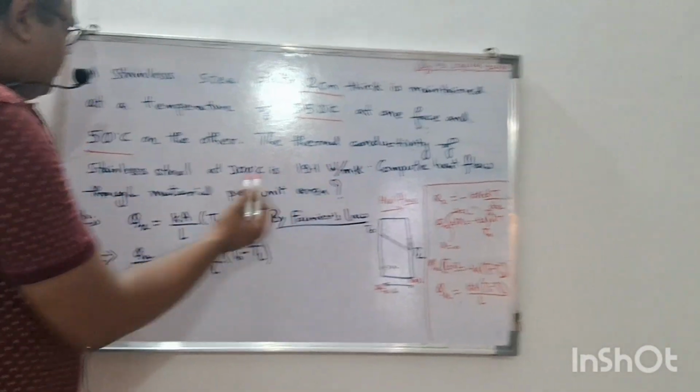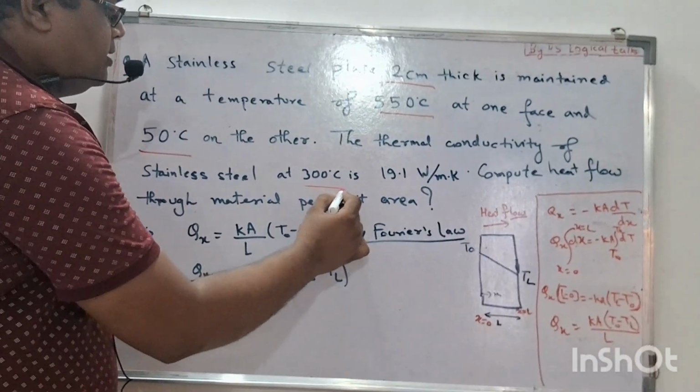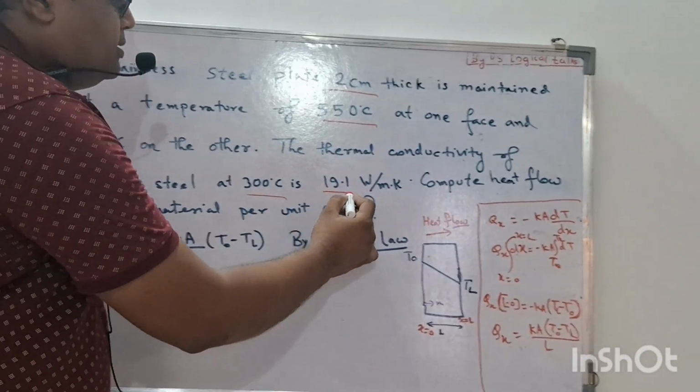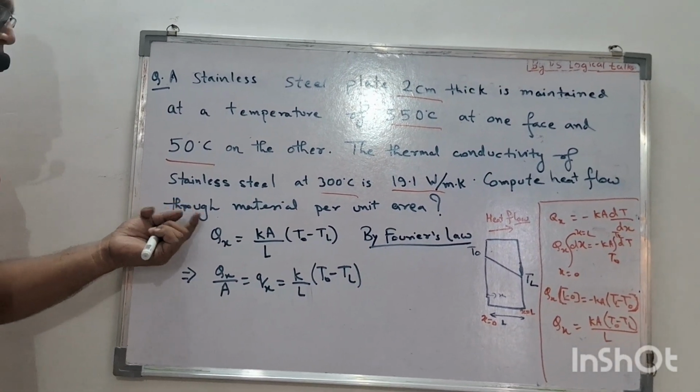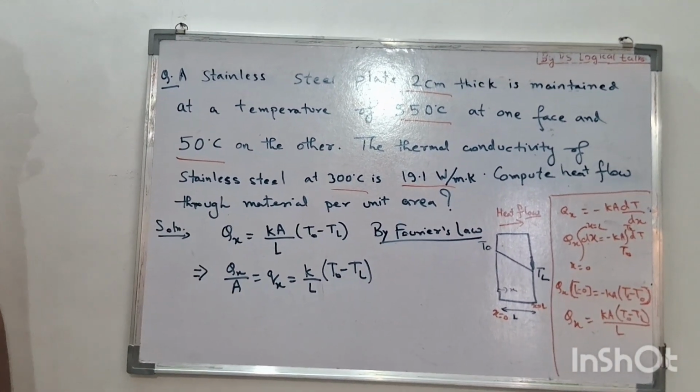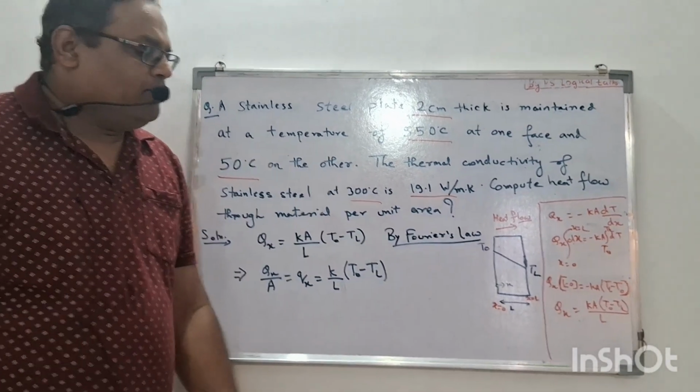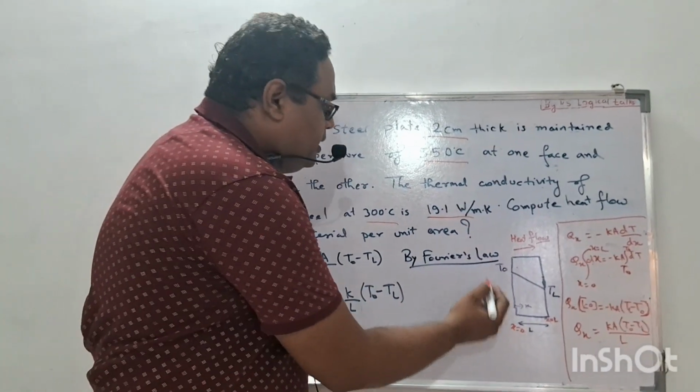The thermal conductivity of the stainless steel at 300 degrees centigrade is 19.1 watt per meter Kelvin. Compute heat flow through the material per unit area. So what we have to do, we have to compute the heat flow.